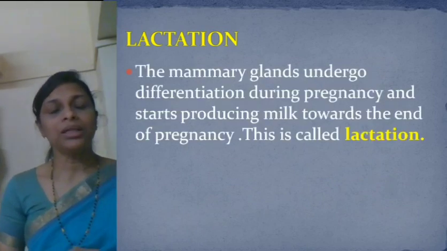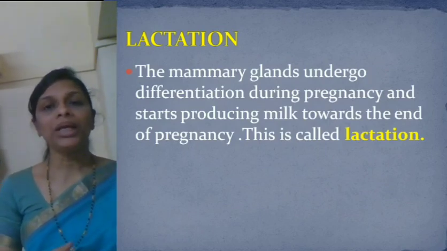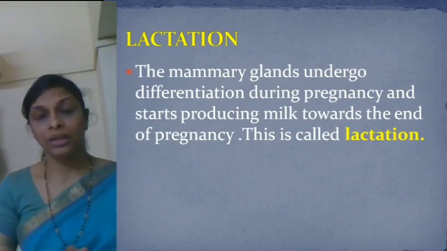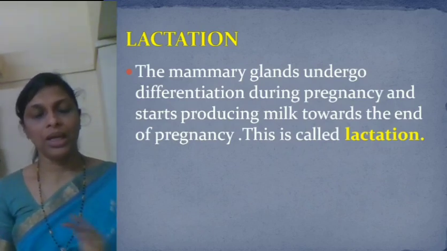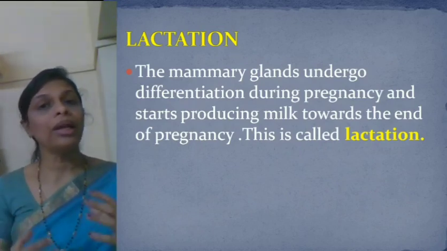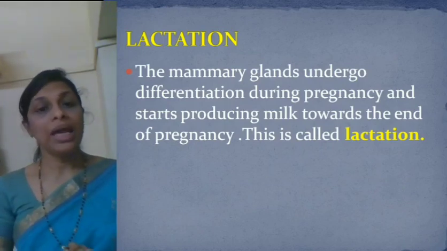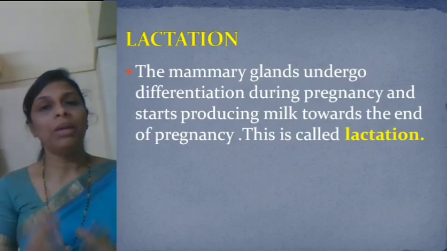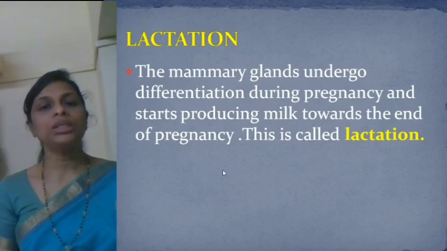The mammary gland is a unique quality found in mammals. The mammary gland undergoes differentiation. We have studied about the structure of the mammary gland. This mammary gland undergoes differentiation during the time of pregnancy. During these 9 months, the mammary glands also will be getting ready for the secretion of milk. And the moment the delivery takes place, the mammary gland will be ready to secrete the milk. It starts producing milk towards the end of pregnancy, and this is called lactation.